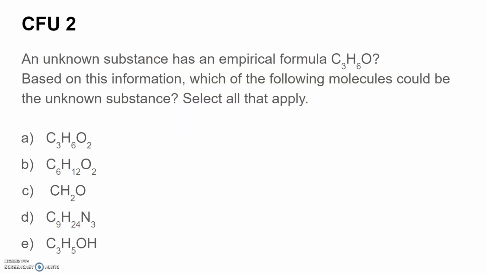All right, but let's take that knowledge that we sort of talked about in the previous few slides about using empirical formula to help you identify an unknown. So in this CFU, it says an unknown substance has an empirical formula of C3H6O. Based on this information, which of the following molecules could be the unknown substance? Select all that apply. Pause the video now, and when you press play again, the answer will be revealed.